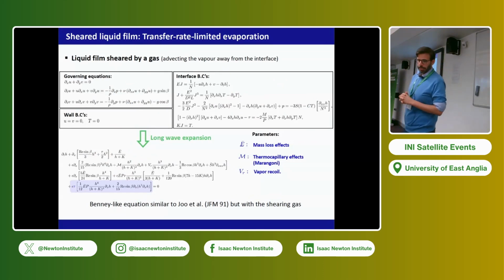This is the liquid film sheared by a gas. We have this additional term.